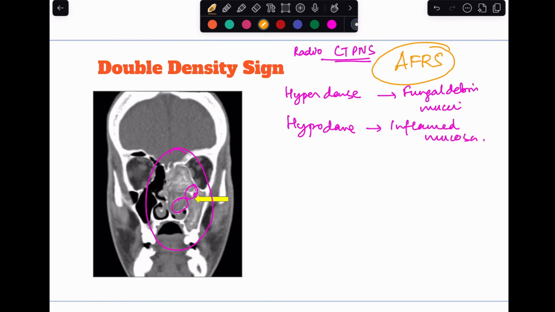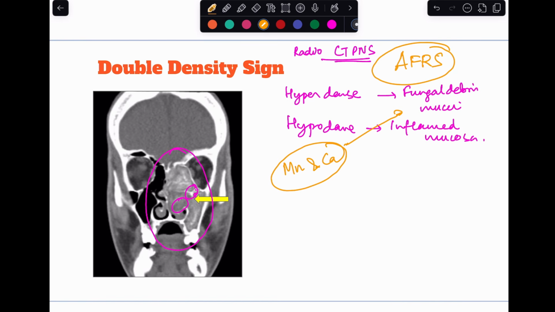Now let's try to understand why this happens. Normally, any sinus secretions or mucosa will appear as a grayish soft tissue density. The double density that we are seeing over here is because of manganese as well as calcium deposits which occur in this allergic fungal mucin. And this is what is responsible for creating this hyperdensity, intense bright shadows that we are seeing within the sinus in a non-contrast CT scan.